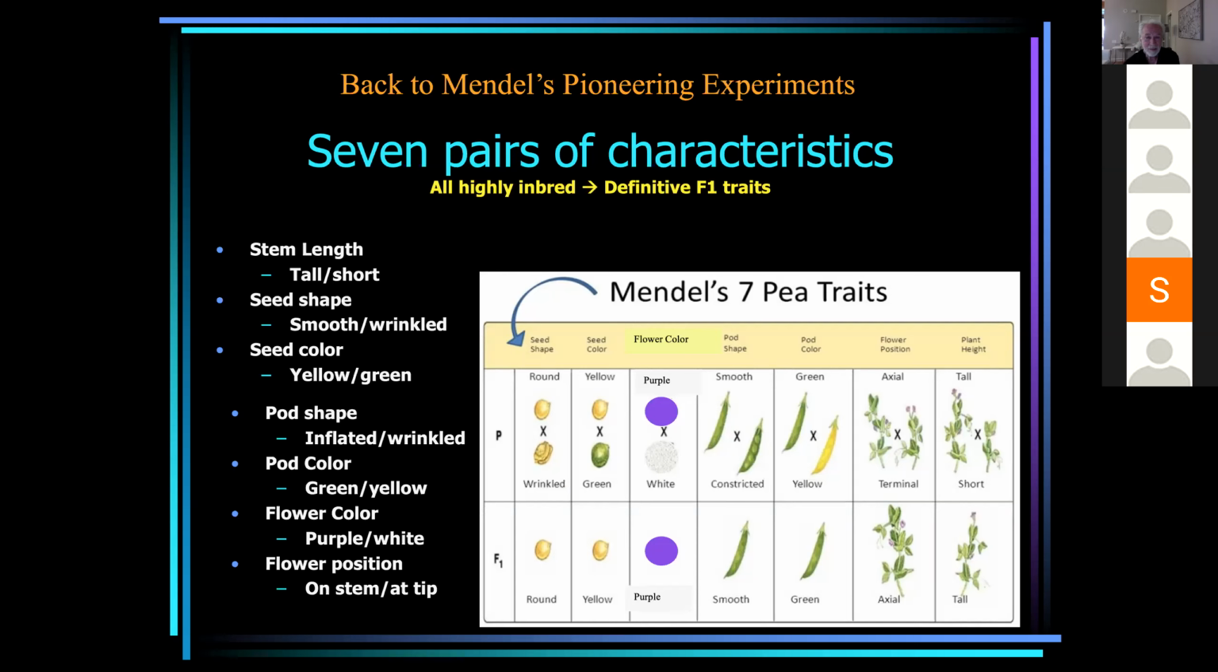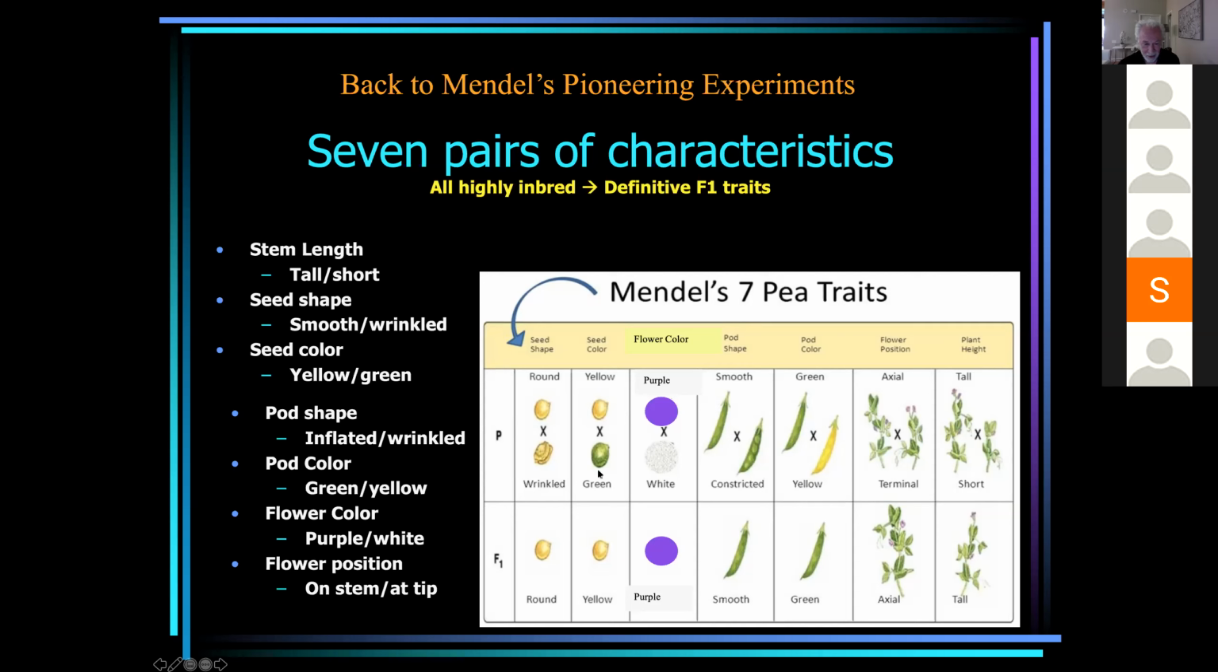I'd like to get back now to Mendel and his pioneering experiments. So Mendel chose 7 pairs of characteristics, and he highly inbred all of them to give definitive F1 traits. And they're shown here, listed on the left and shown in his pictures on the right. Seed shape was 1, round or wrinkled. And if you cross round times wrinkled, you got all round in the F1.